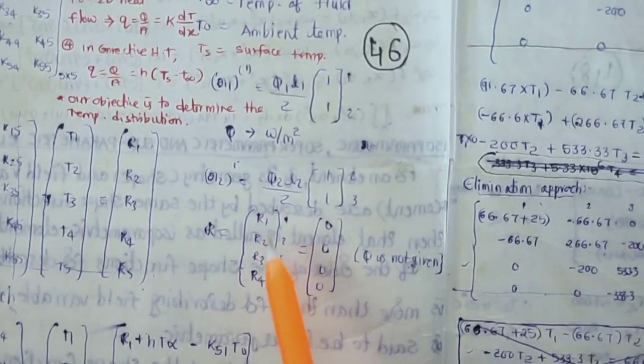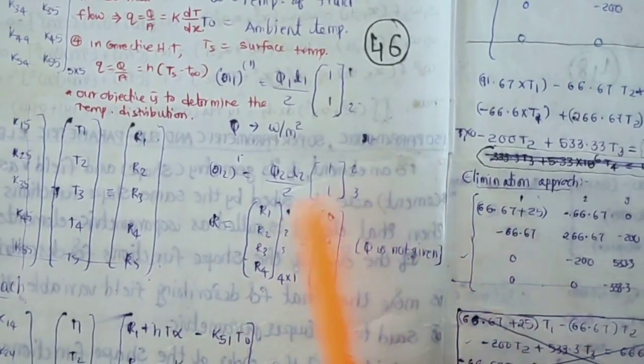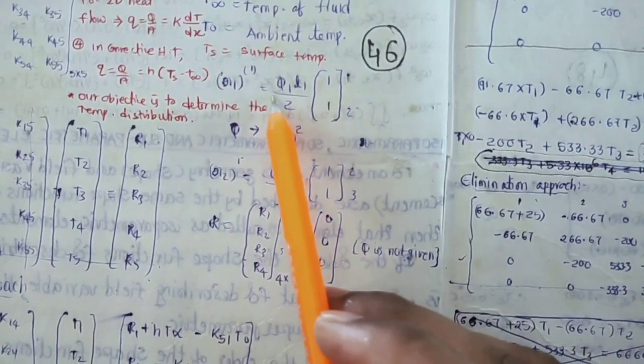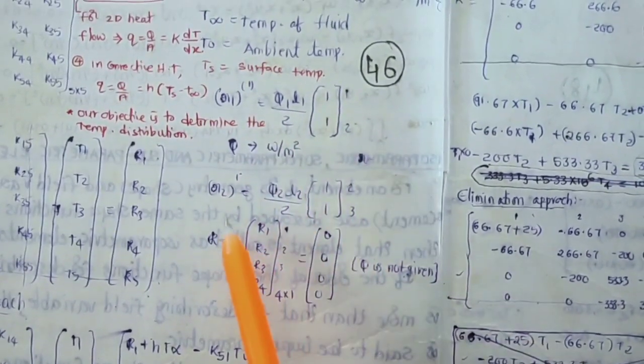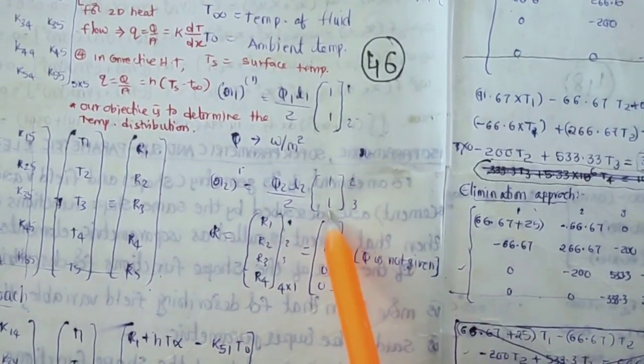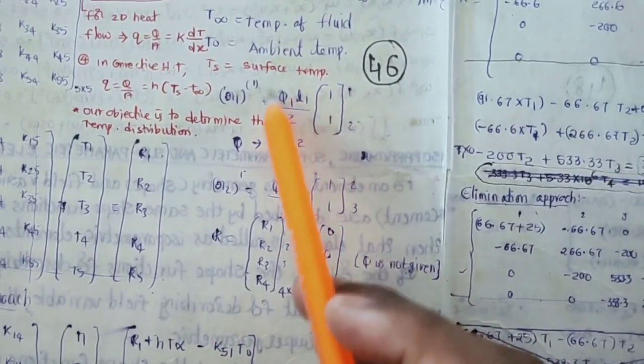If you observe here, R is equal to R1, R2, R3, R4, where R1 is equal to Q1 L1 by 2 times 1, 1. Similarly, R2 is equal to Q2 L2 by 2 times 1, 1. This is considered only if Q is given.